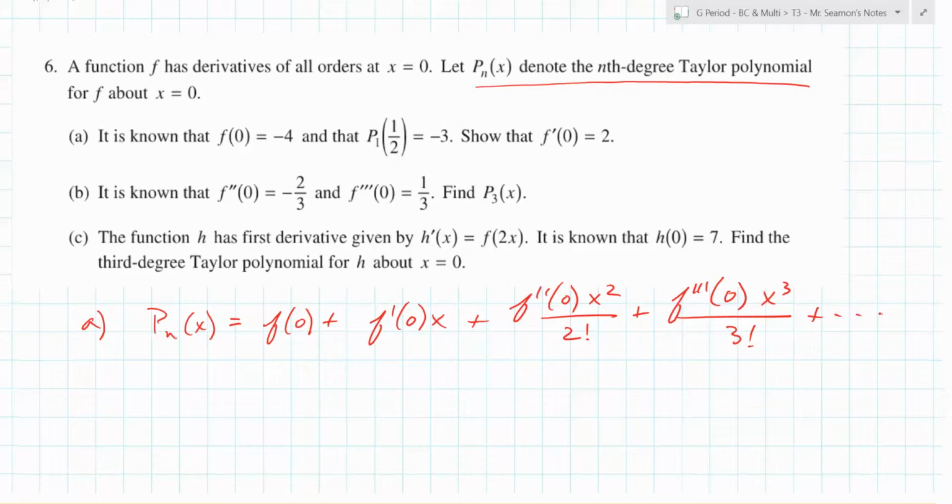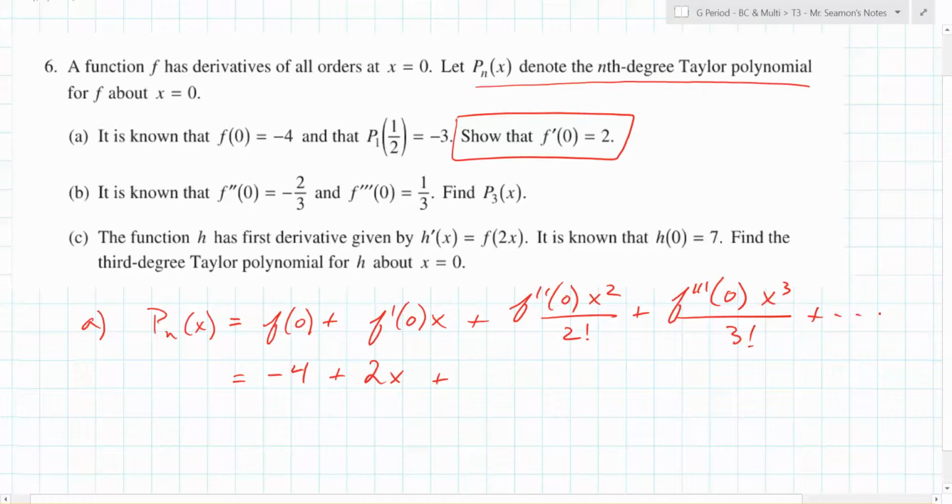-4. So can we start plugging things in? Yes. So it's a -4 right here, plus 2x. And so then f'(0) is what? 2. So we have 2x like this. Plus, and what we're supposed to show is this. We can't put that in there if we are supposed to show it.